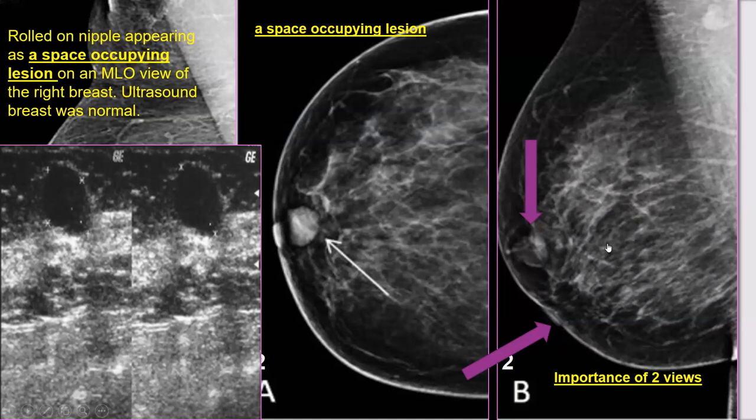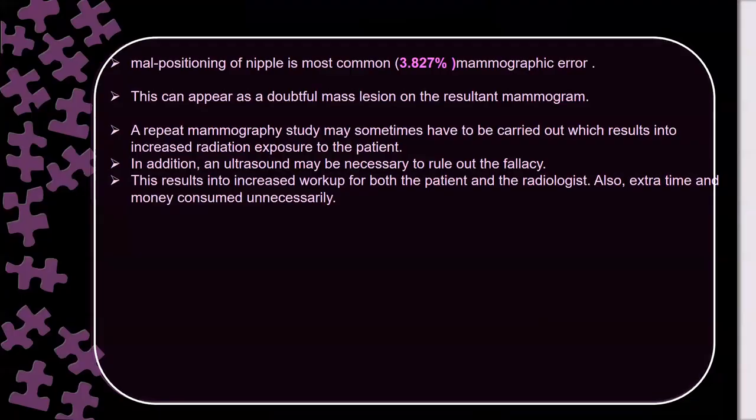So this reflects the importance of two views. And instead of going and doing this and doing that, if we are not sure this is a nipple, how can we solve this problem? Sometimes we go to ultrasound to make sure that there is a lesion, and the malposition of the nipple is the most common mammographic error. It's the most common. As in this case, we might be doubtful. Is it a lesion? Is it a nipple? And sometimes we might go and repeat the image or go for ultrasound and take a lot of time to sort it out.